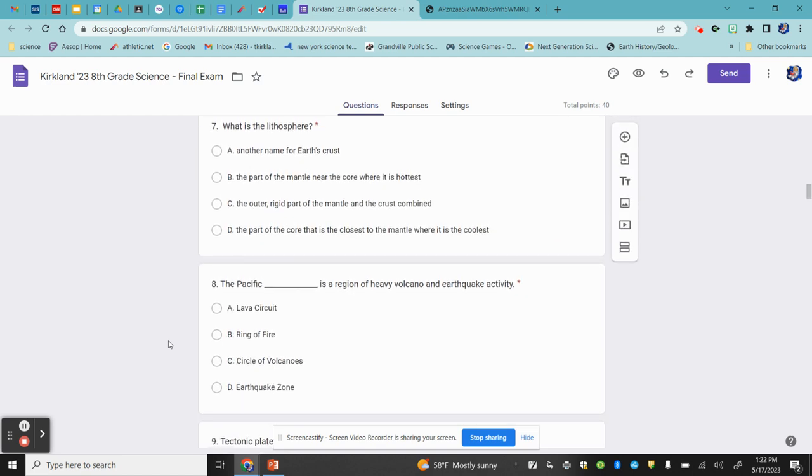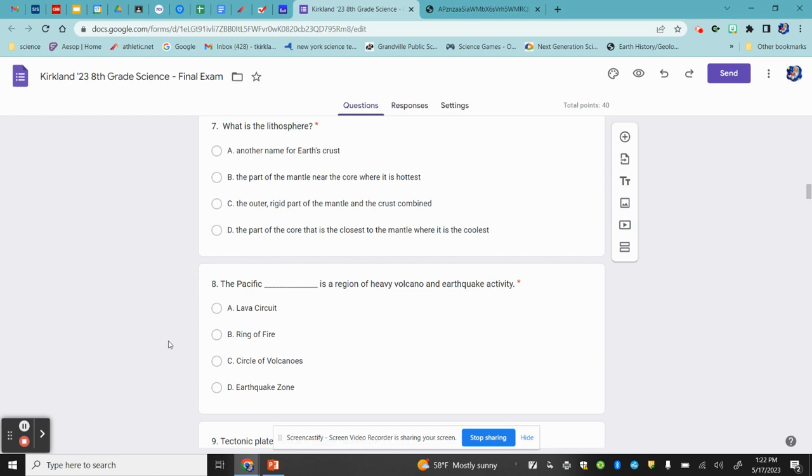7, what is the lithosphere? A, another name for Earth's crust. B, the part of the mantle near the core where it is hottest. C, the outer ridge part of the mantle and crust combined. D, the part of the core that is the closest to the mantle where it is the coolest.